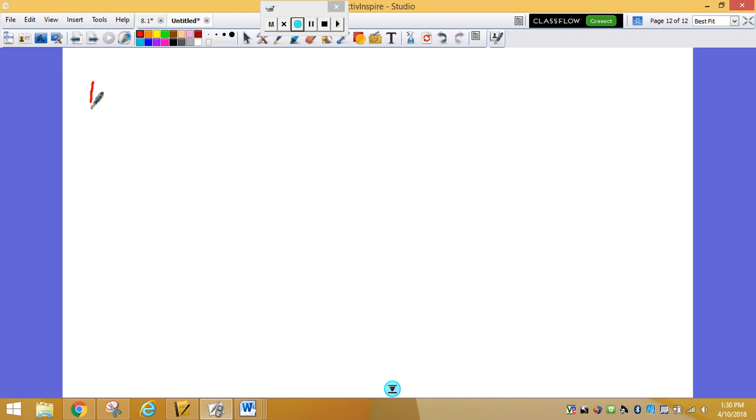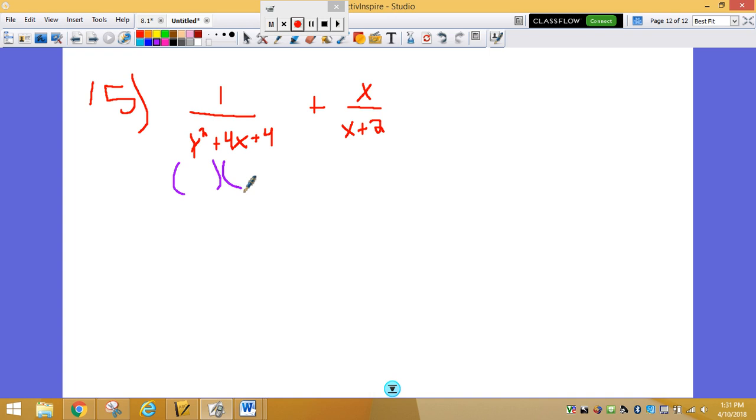All right, 15. Two more, guys. 15 looks like this. 1 over x squared plus 4x plus 4 plus x over x plus 2. I'm going to see that this is factorable right here. This will factor down to an x plus 2 and an x plus 2, because 2 times 2 is 4 and 2 plus 2 is 4.